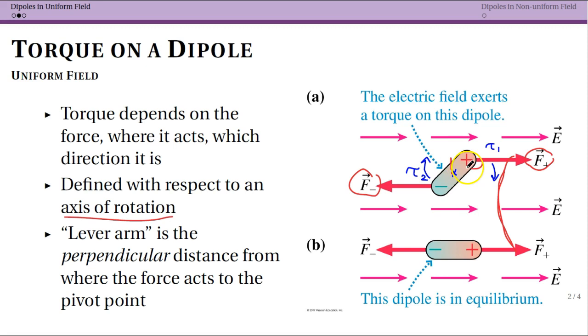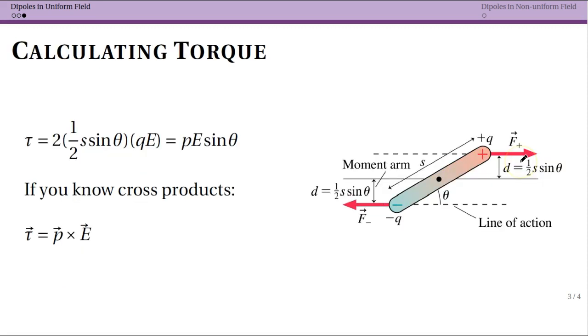And remember that you cannot find net torque by first finding the net force and then finding the torque. You actually have to find your individual torques first and then add them up. So what does this look like?